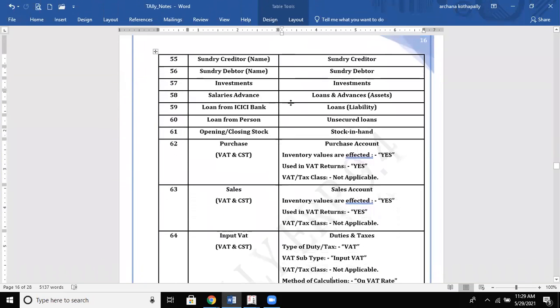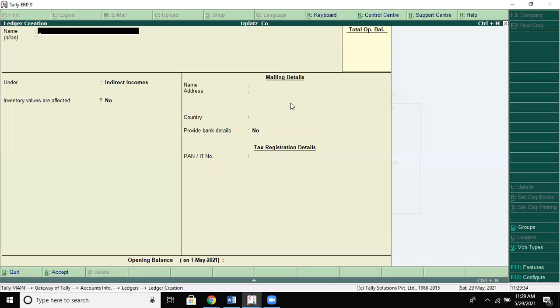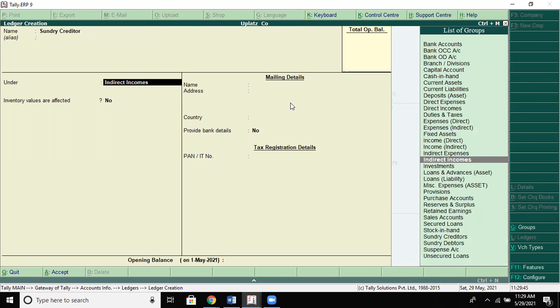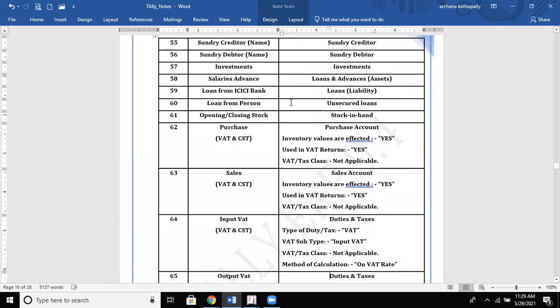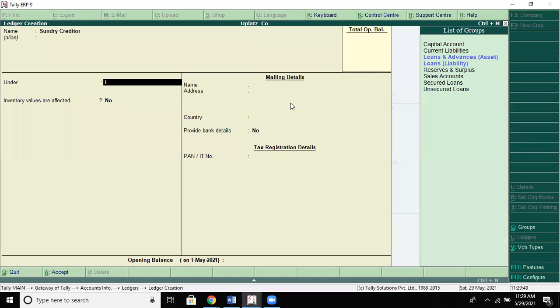Next, sundry creditor. So what are you naming him? So basically you're going to name him. So here we'll write sundry creditor, and it would be under your liabilities. So sundry creditor, always your sundry creditor. You can directly give us liabilities also.